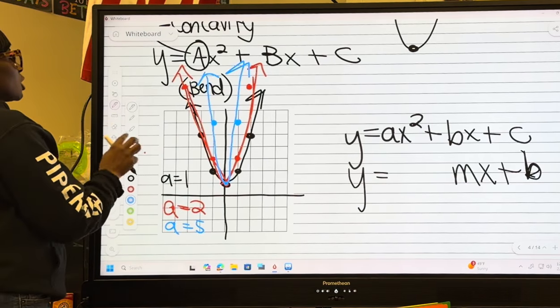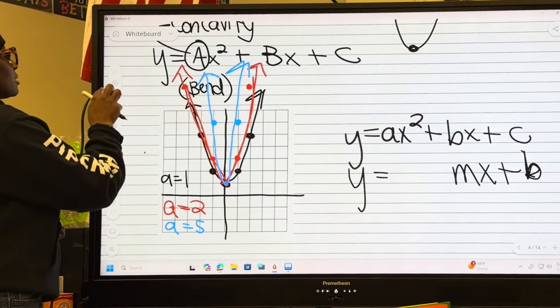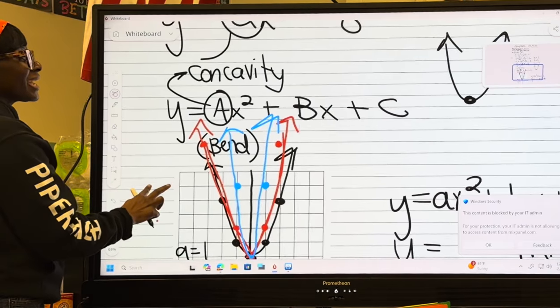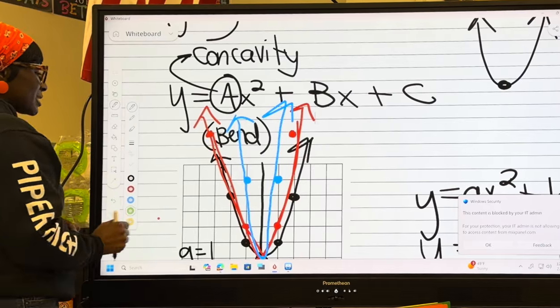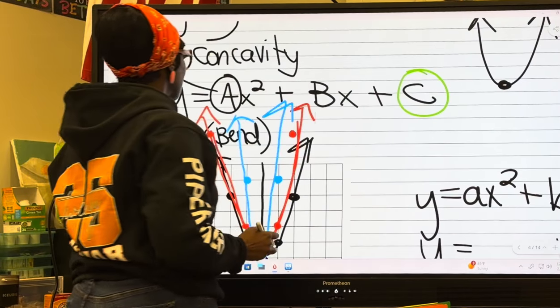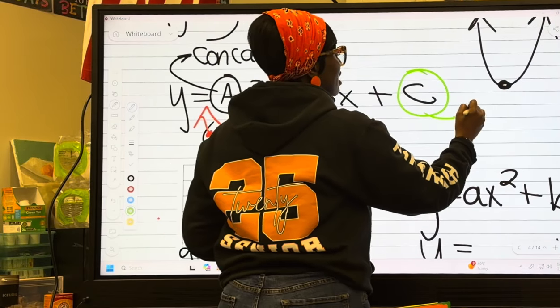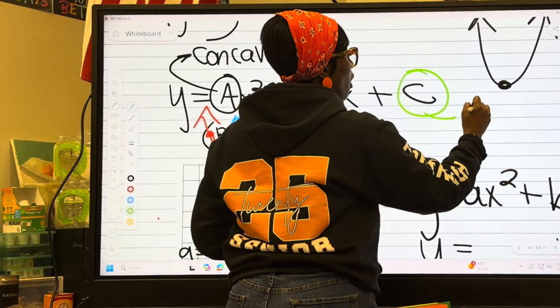What does this B do for me? All right, so B, you know, before I do B, I want to do C. Let's talk about C first. So C, make sure you put this in your notes. C gives us our y-intercept.